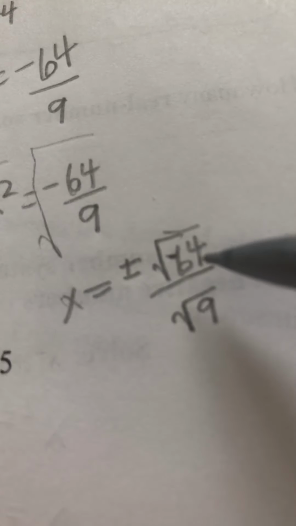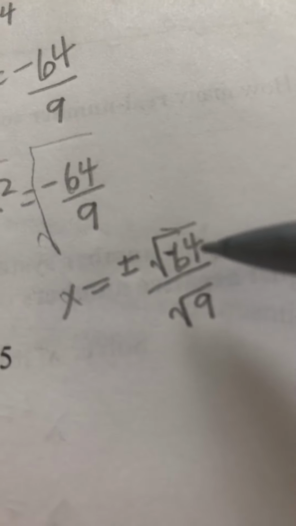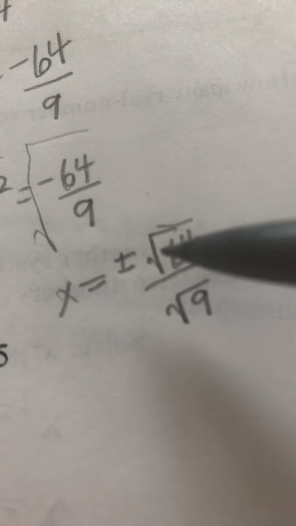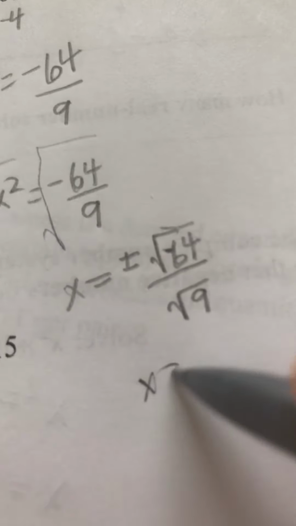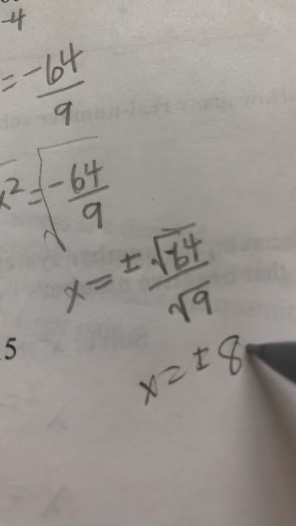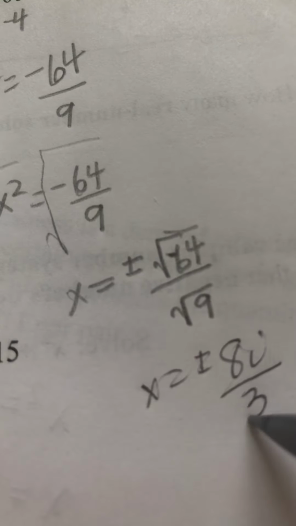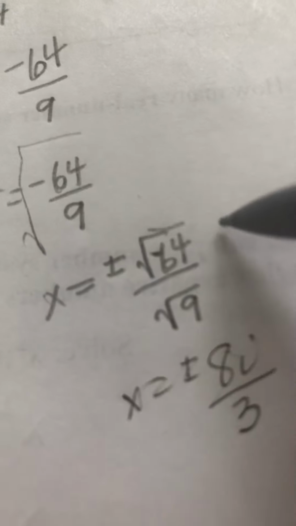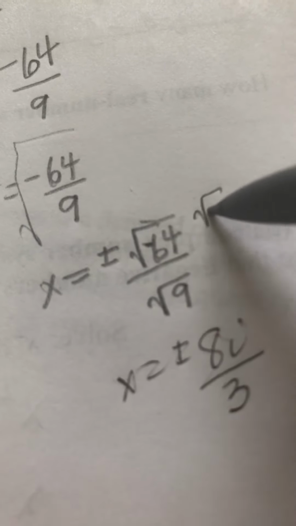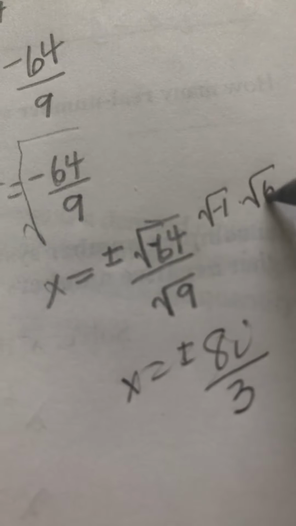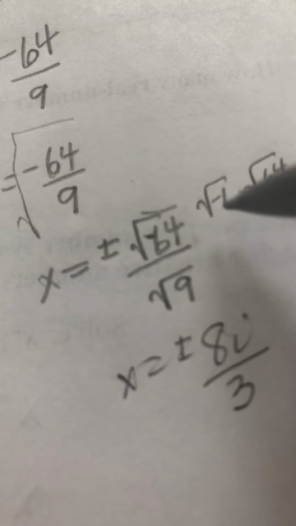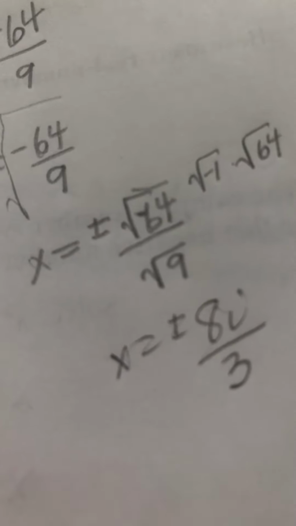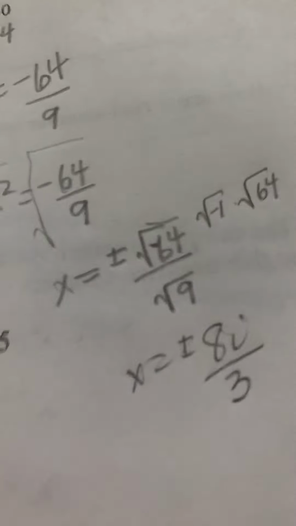So the square root there is 8i. You need an i in your answer because there's a negative under the radical. So final answer, plus or minus 8i over 3. The reason why that works there, you guys, is because you can break it up into root negative 1 times root 64. So I can take the square root of that, it's 8. Take the square root of that, it's i. Plus or minus always.